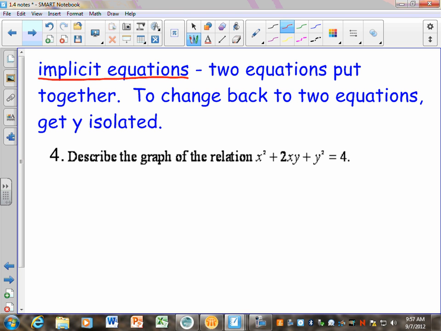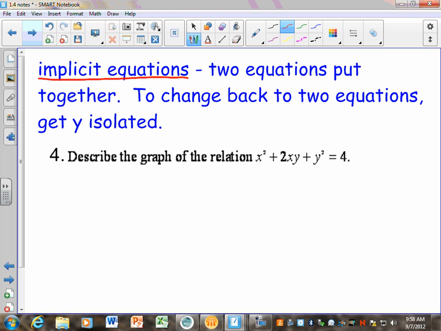On your homework, the directions just say find the two functions defined implicitly, which means they're going to give you this equation, and we're just going to work backwards to find those two functions. What we want to do is get it solved for y, and that's how you're going to come up with these two equations. So it's just some good practice, some algebra skills here.